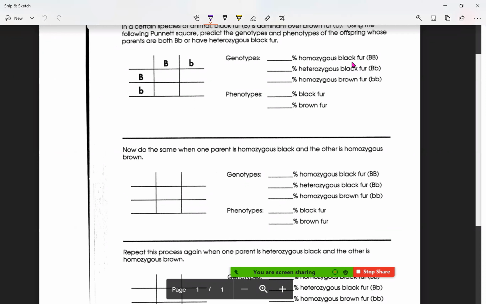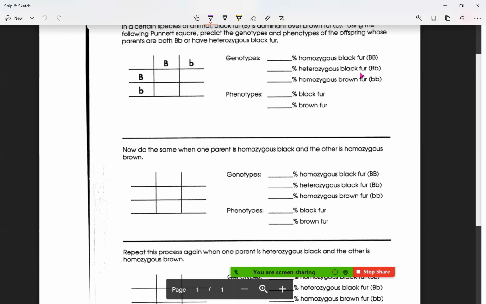Which one? Phenotype. Black fur is what I can see with my eyes, right? I can see it with my eyes. I can't see these letters. The letters are alleles. Those would be the genotype, right? Okay, so the possibility of this person here is to have black fur.